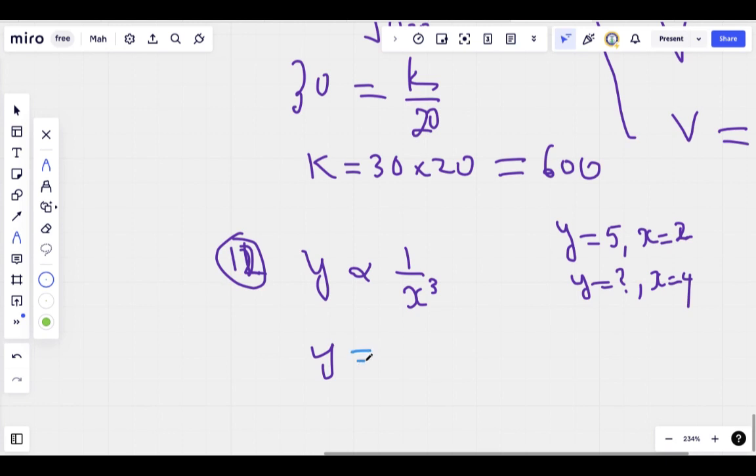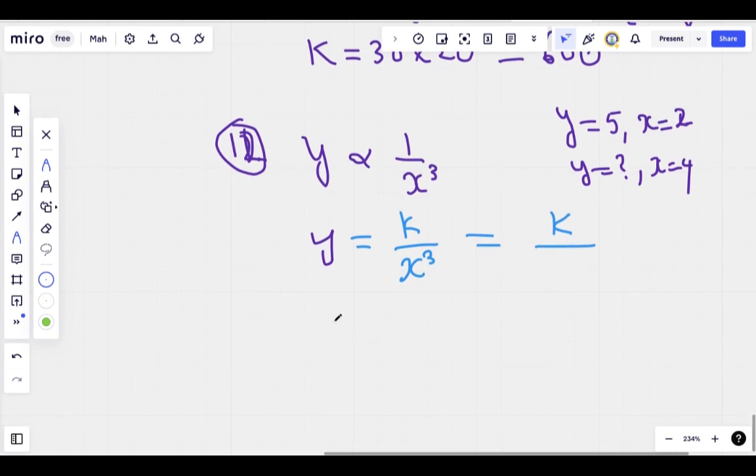We say y equals k over x to the power of 3. So we put in the value. K we don't know, that is what we're looking for. But we know the value of y.